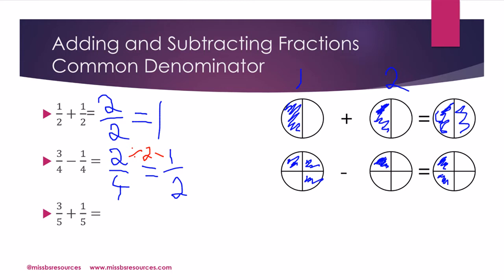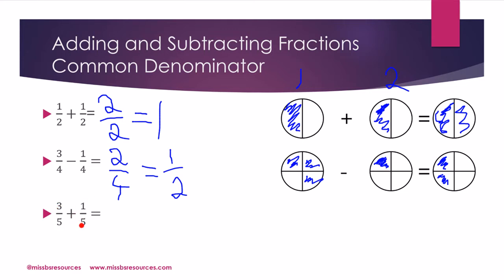Moving on to the final question. We've got 3/5 add on 1/5. Now we're not going to do it in picture form this time. We need to be able to do this in an exam without doing pictures so we can get through the whole exam paper. So we've got 3/5, 3 out of 5, add on 1 out of 5.